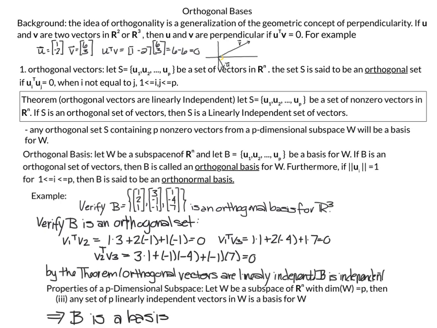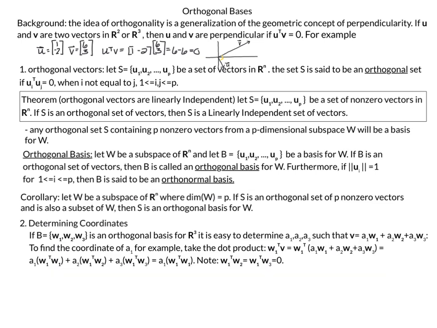By our theorem, since we have an orthogonal set, we also have a set of linearly independent vectors. So these vectors in B are linearly independent, and again, by the properties of a p-dimensional space, if the dimension of W is equal to p, then any set of p linearly independent vectors in W is a basis for W. We're trying to verify it's a basis for R3, so the dimension of R3 is 3. Since we have 3 linearly independent vectors here, then it must be a basis for R3.